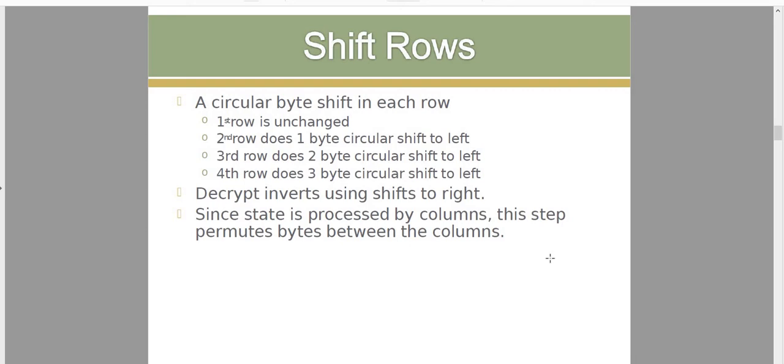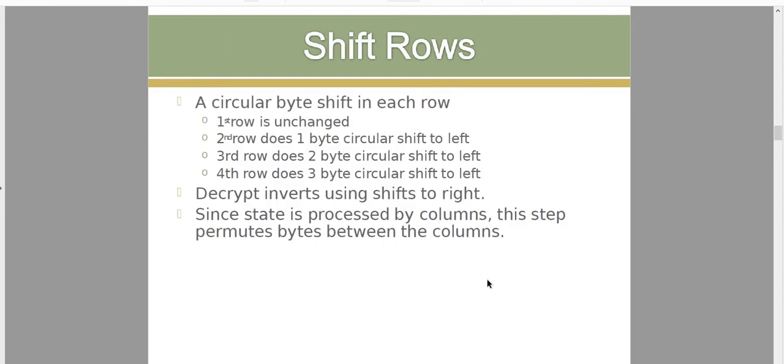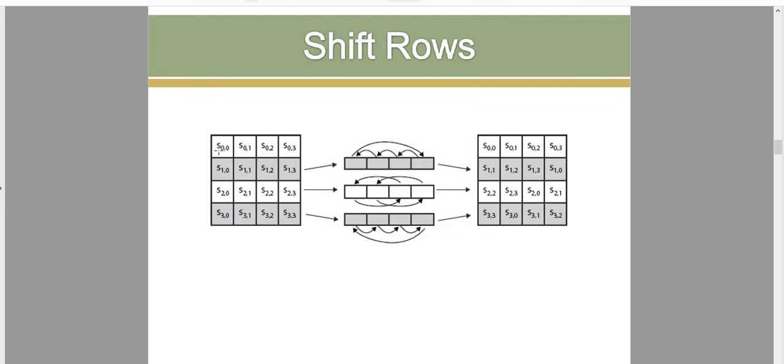So we will go to the diagrammatical representation. As I've said earlier, this is a 4 by 4 matrix where the first row remains unchanged. In the second row, it shifts by 1 byte to the left side. As we see, it is S10, S11, S12, S13, and it is shifted to the left. So it becomes S11, S12, S13, and S10. Similarly for row 3 and row 4, they are being shifted.